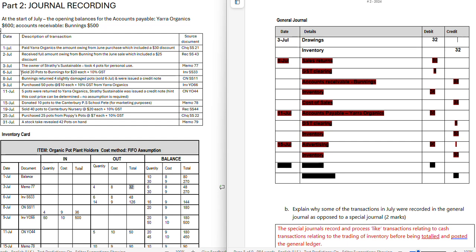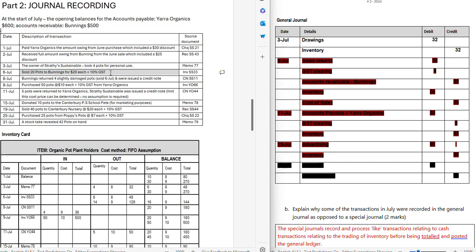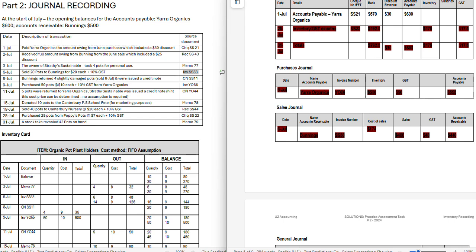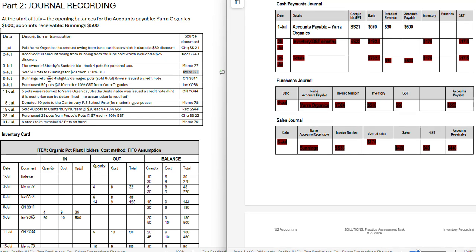On the 20th, sold 20 units. It doesn't tell us whether it's a cash or credit sale, so we need to go over to our source doc to figure that out. Our source document identifies an invoice. Invoices are basically our evidence that it's a credit transaction, so this needs to go upstairs into our sales journal.